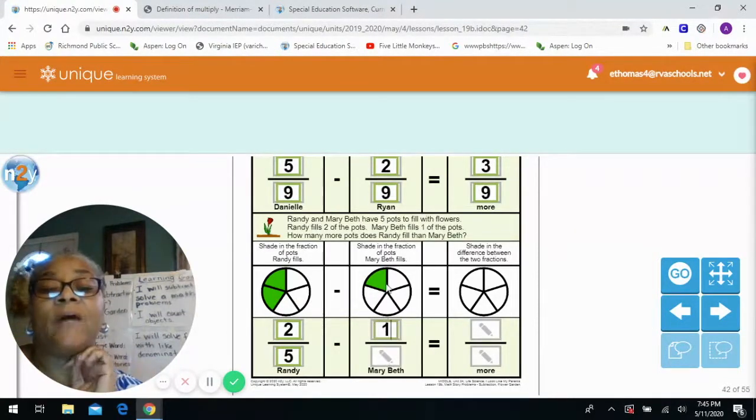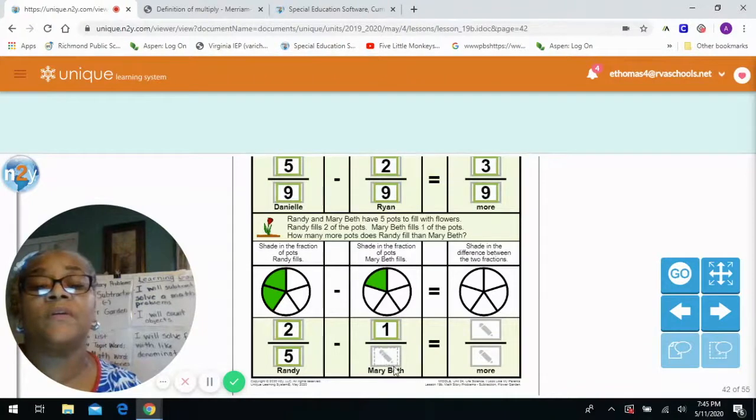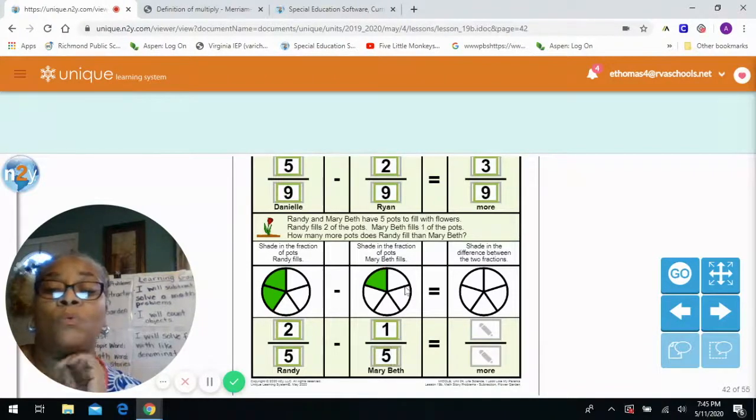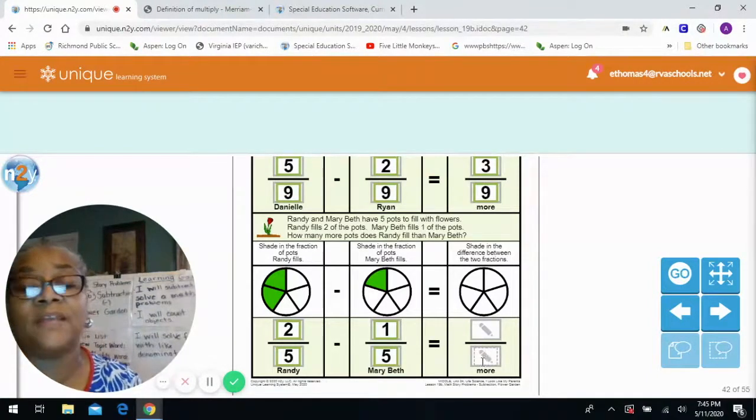And how many she has altogether? How many pots does she have altogether? 1, 2, 3, 4 and 5. So we know that will go where? In the denominator, because is that the part or the whole? That is the whole. All righty. So now, what do we have to do? Okay, since they're both the same, we do what? We just bring it over. Okay, and we put that there.